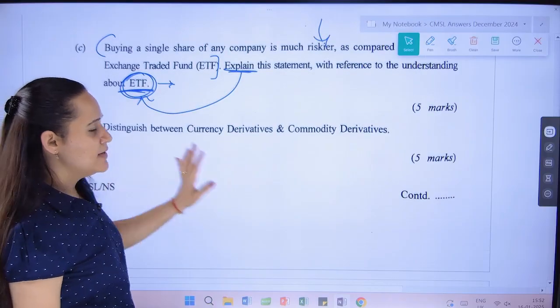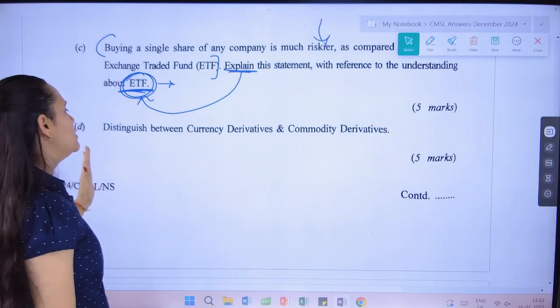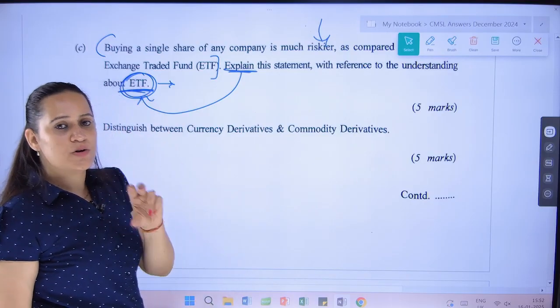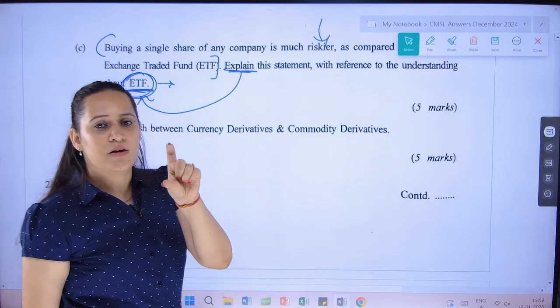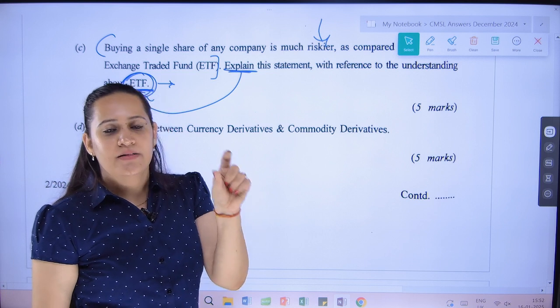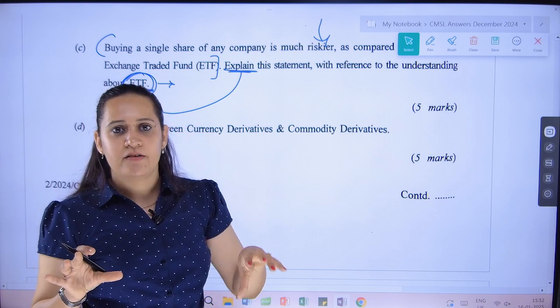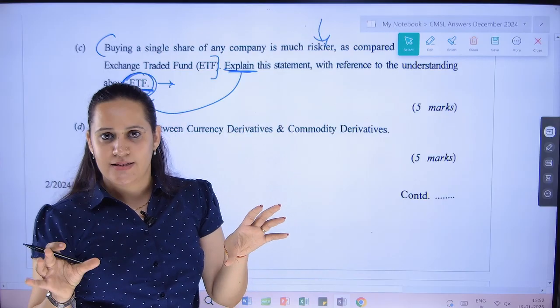Next question, again it is a direct question for 5 marks. Distinguish between currency derivative and commodity derivative. How are you going to write the answer? In one liner, first tell them what is a derivative, then say there are various kinds of derivatives. Now we are going to talk about two derivatives, one is commodity derivative, one is currency derivative.